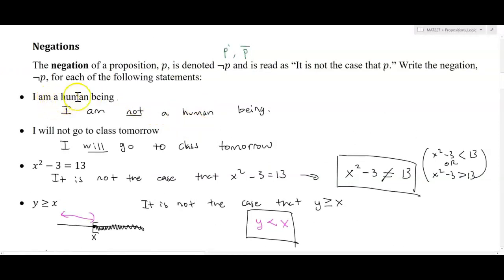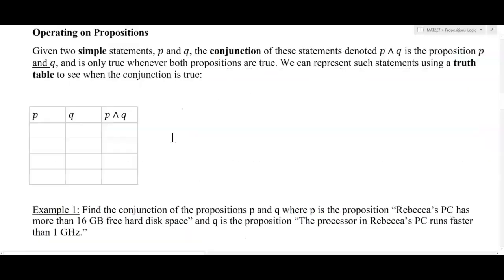But if I said, I am a human being and I will not go to class tomorrow, that is not a simple statement because the "and" is a conjunction. It conjoins those two statements together. So we want things to be simple statements because they're far easier to analyze.